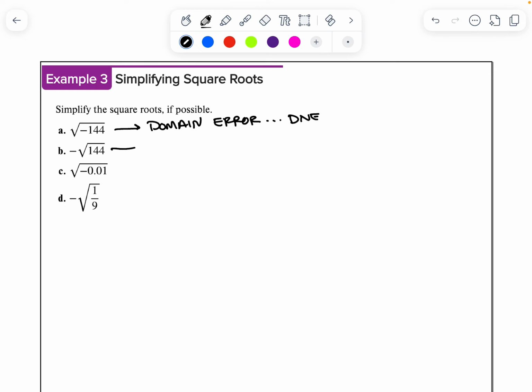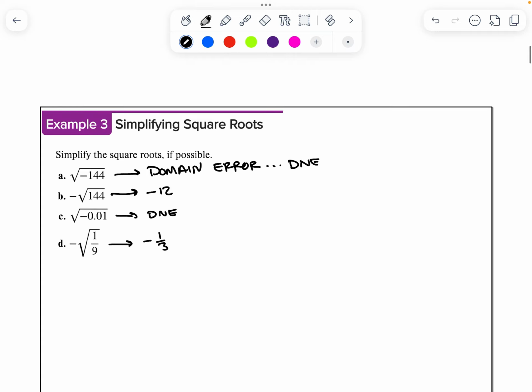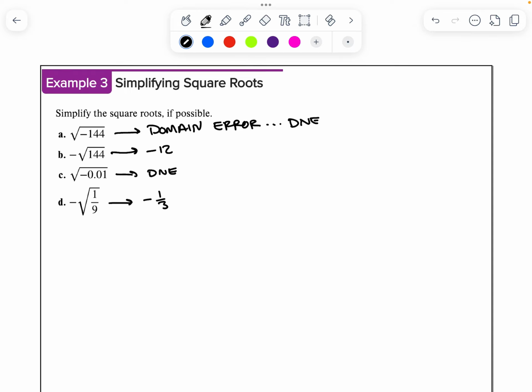The second one, though, when we type negative square root 144, we get negative 12. Notice the difference is where the negative is. This one right here does not exist. The negative was inside the square root. It doesn't exist. But this one is negative 12. Because the negative was outside, we can actually get an answer. These, again, you can type in your calculator to get the answers.